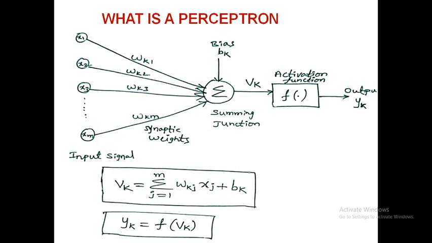An example: what is a perceptron? Input signals on the left side, x1 to xm nodes, with the corresponding connection link weights wk1, wk2, wk3 and so on to wkm, the synaptic weights. All those are summed in the summing junction with a bias bk. The output of the summing junction is Vk. It is given to the activation function f, and the output of the activation function is the output Yk.